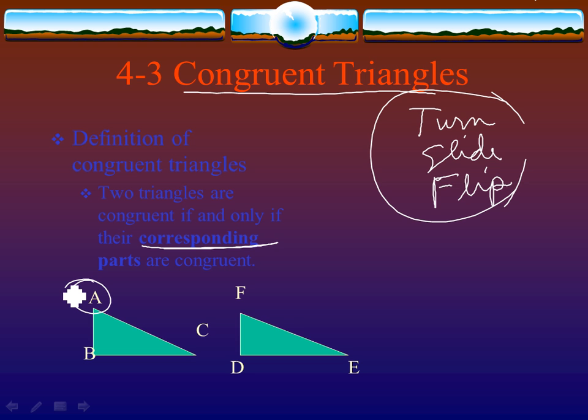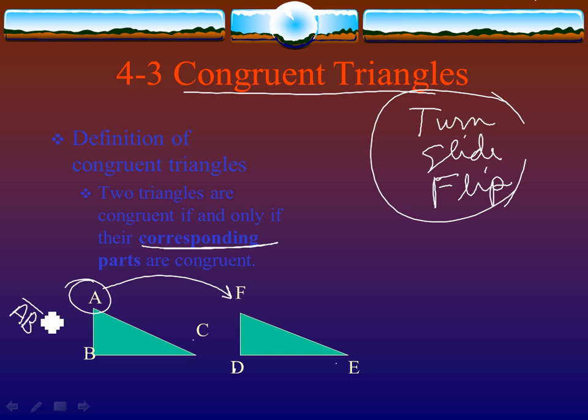Angle F. Remember, corresponding means when we were doing the parallel lines and you shove the lines together and the angles laid over top of each other, same thing here. What's each one going to lay over top of? So angle A would lay over top of angle F. Angle B would lay over top of D. And C would lay over top of E. What would segment AB correspond to? FD. That's what we're doing when we're dealing with these congruent triangles. We're matching up the parts.